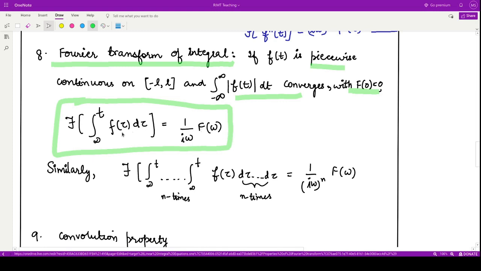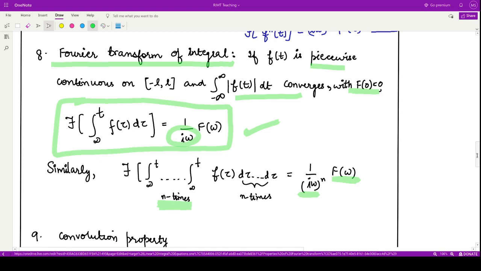Whenever you are taking the Fourier transform of an integration, you are dividing by iota omega, and when you are taking the Fourier transform of the derivative of some function, you are multiplying by iota omega. So this point should be remembered. And this is for the first derivative, for the first integral. If you are having n such integrals, what would be the change in this result? It would be 1 by iota omega raised to power n into F of omega.